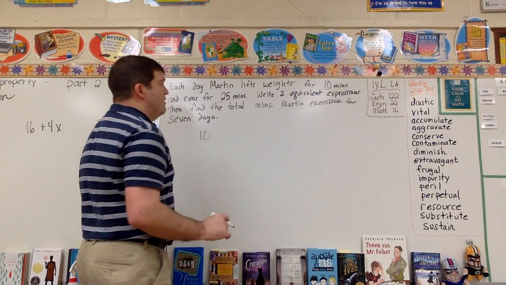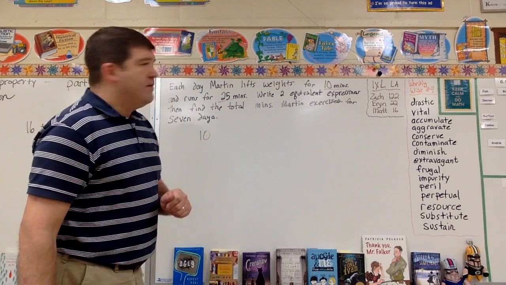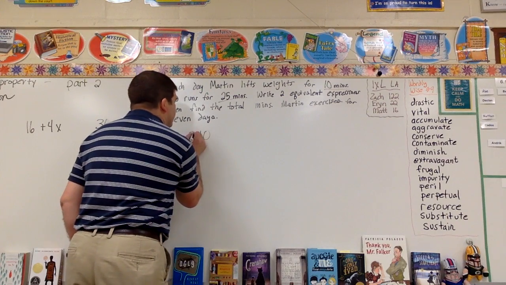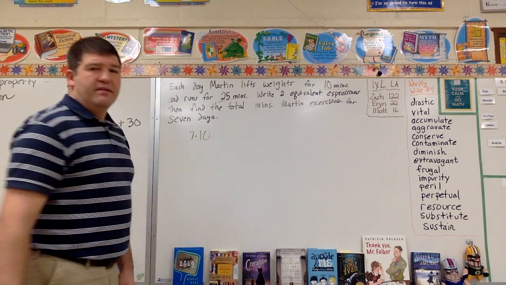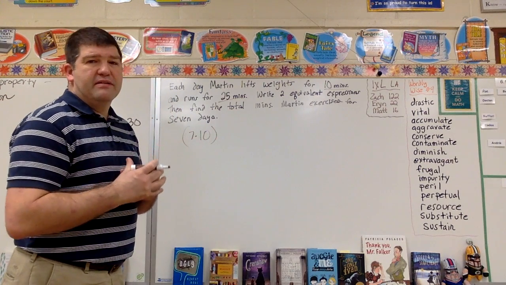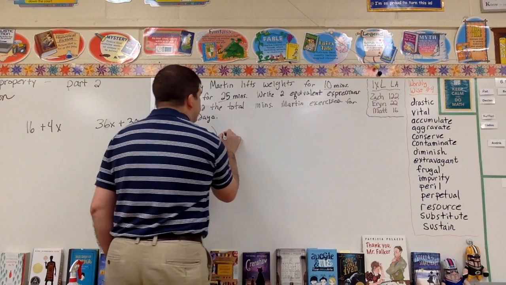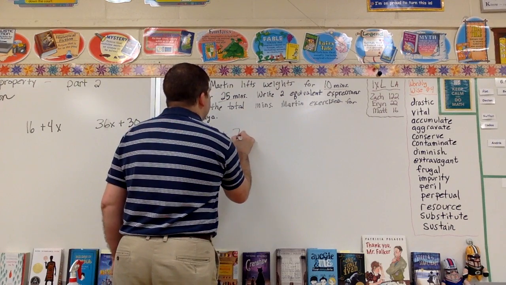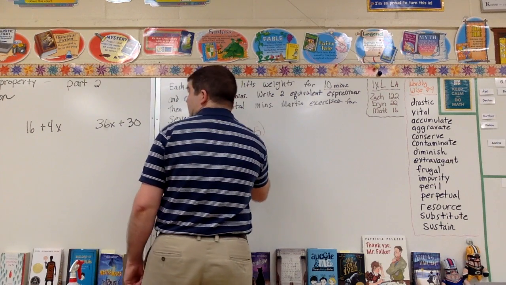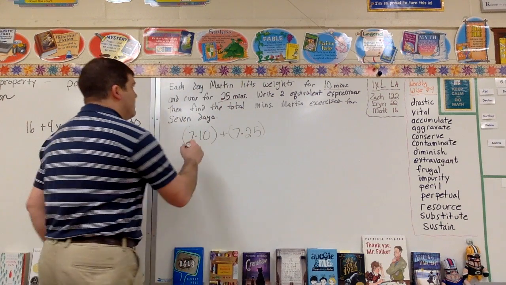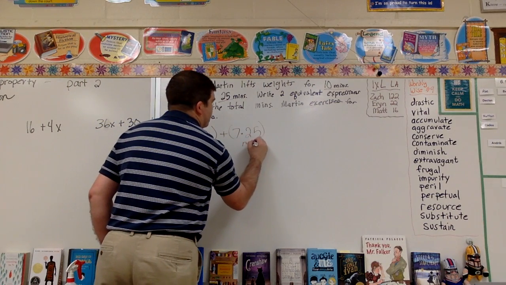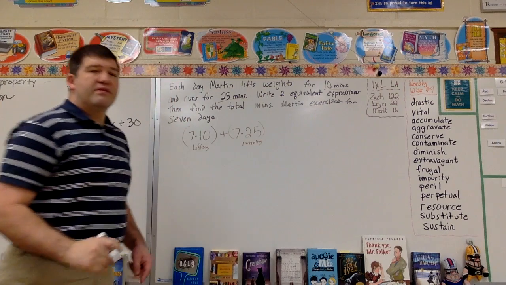I could do, let's see, he does 10 minutes of lifting weights, and we want to know for 7 days. So I'm going to do 7 times 10. That's how much he lifts weights. But then I'm going to add it to 7 days times the 25 minutes. So this is lifting, and this is running. And it's for 7 days.